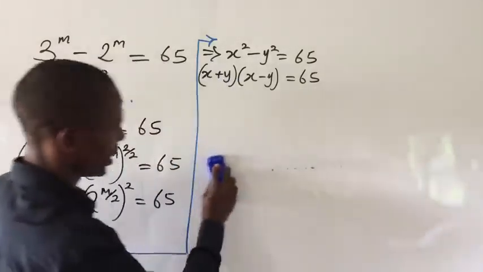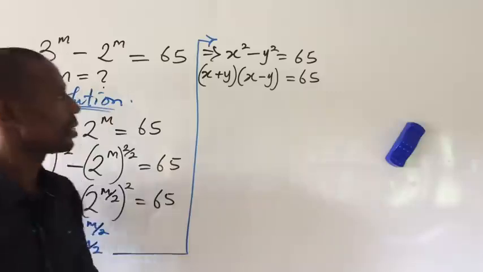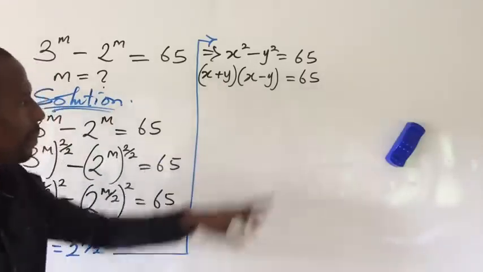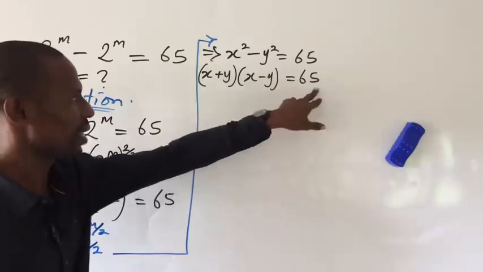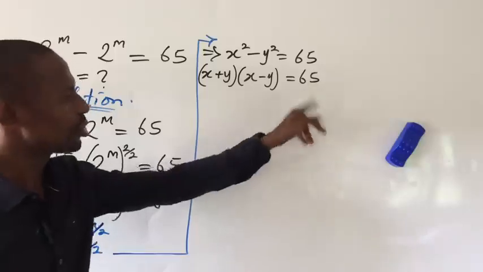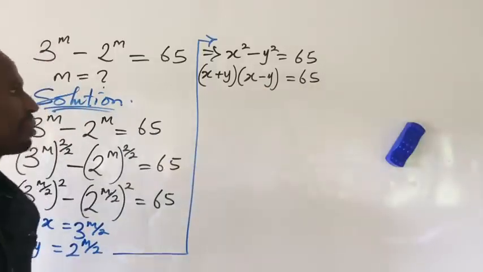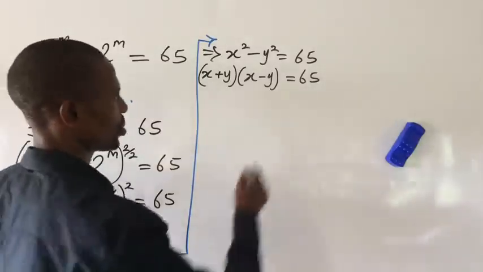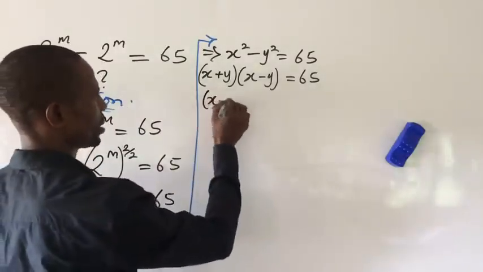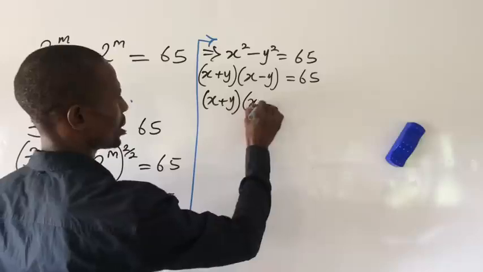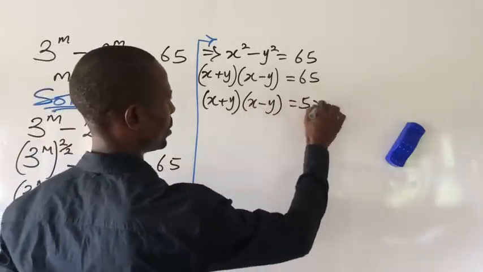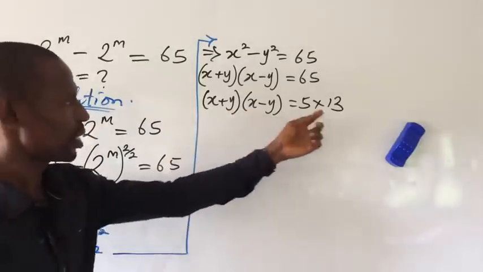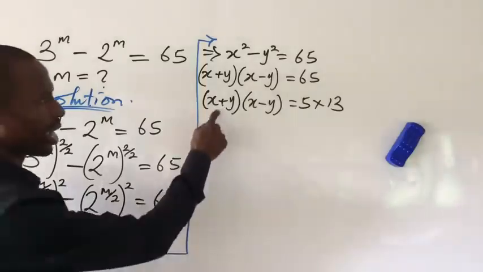Good. Let's take down this again. Now, if you look at this expression here, we can apply the product rule. Here we must get two numbers from here that we can equate these two to. And so we look at 65. We can rewrite 65 as 5 times 13. And so this will now become (x plus y)(x minus y) equal to 5 times 13. We can equate this to the first term here, equate this to this. But if you take a look at this, here we are having a plus.